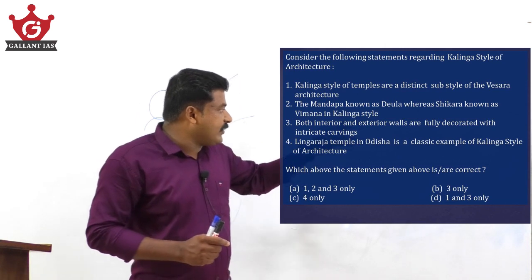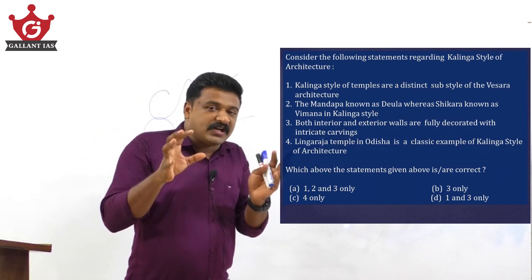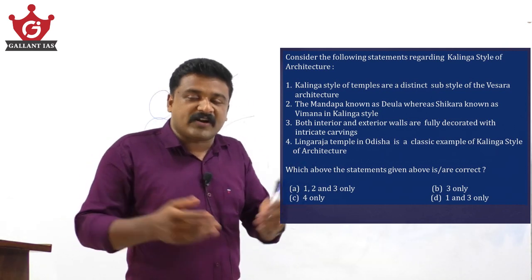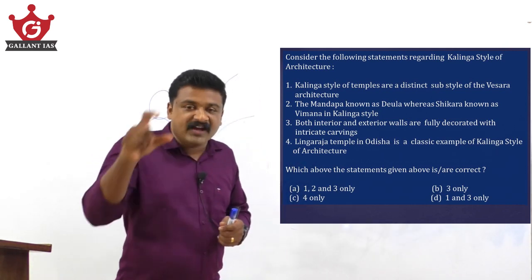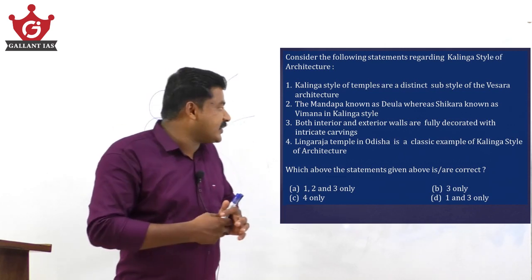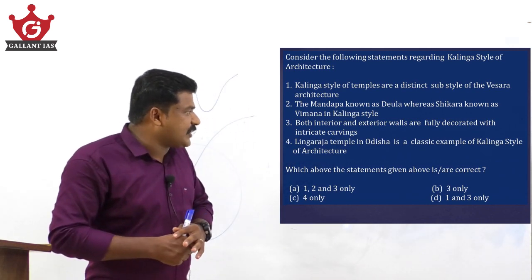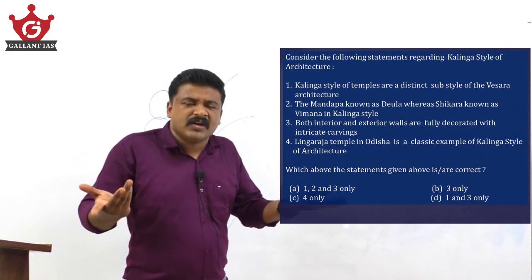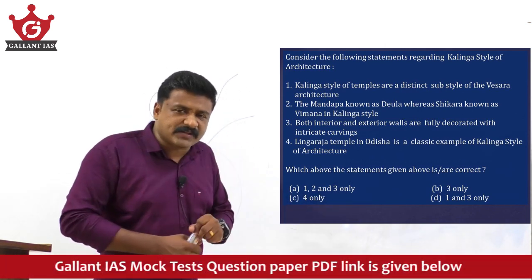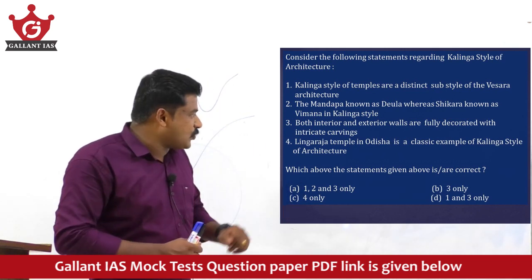Mandapa known as Deula, whereas Shikhara known as Vimana in Kalinga style. We know that the tower in the South Indian, Dravidian style is called Vimana. It has no connection with the North Indian style. So the second is wrong. Both interior and exterior walls are fully decorated with intricate carvings: we don't have any idea regarding the third statement, so just leave it. But don't worry, even if you don't know, you can answer it. Go for the last one.